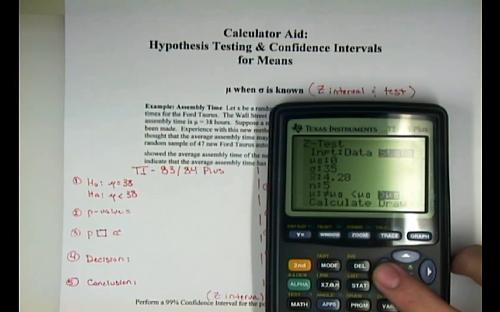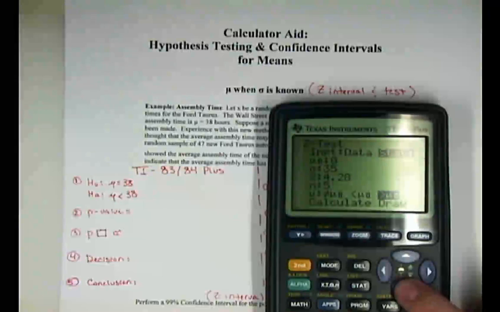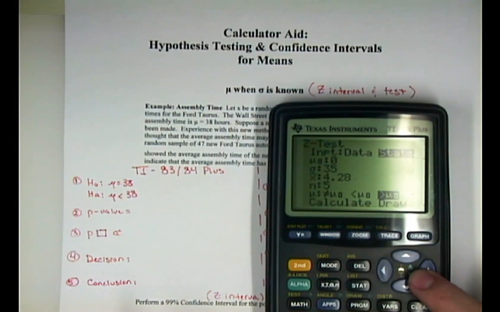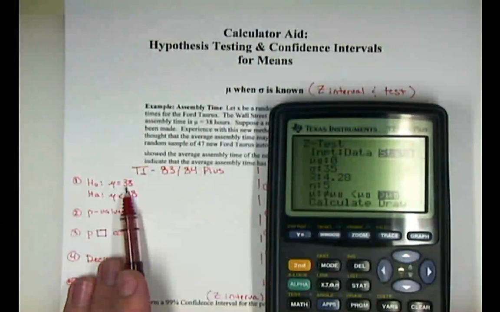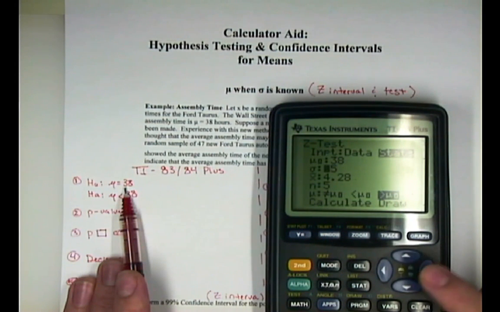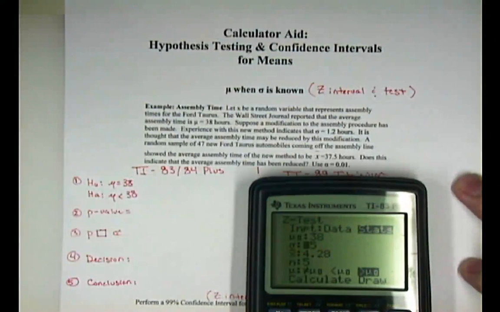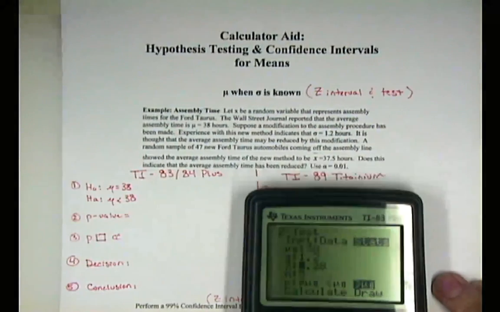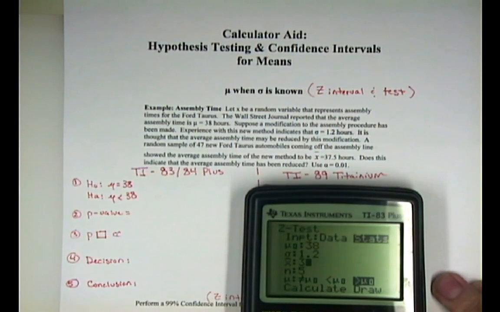Now you have an input, and you can select data if you had it, but we don't. We have statistics, so we want to make sure that's highlighted. Stats is highlighted. Mu naught is the mean that they were claiming in this example, which is about assembly time. They were assuming 38, so you want to enter your mu naught. You want to enter your sigma, which if I look through the paragraph, I see that sigma is 1.2. You want to enter your x bar, which again, if I look through the paragraph, is 37.5. You want to enter your n, so they had a random sample in this particular example of 47.